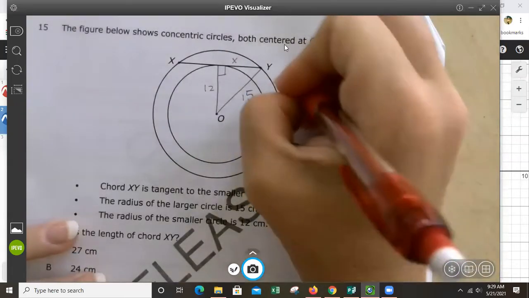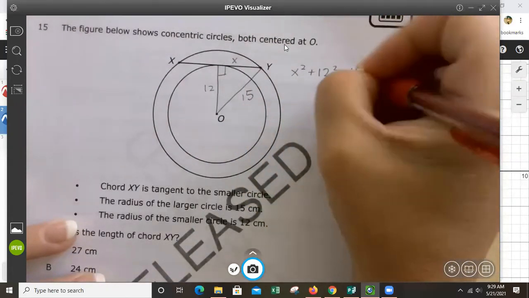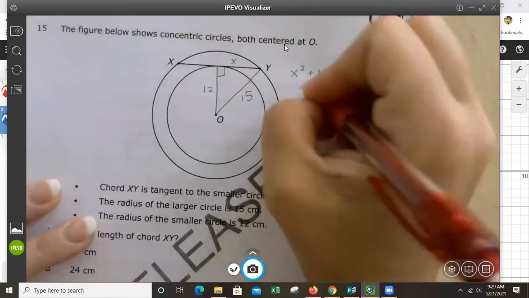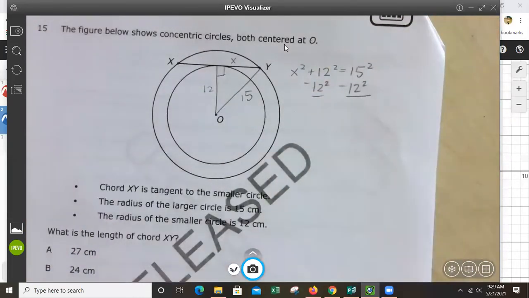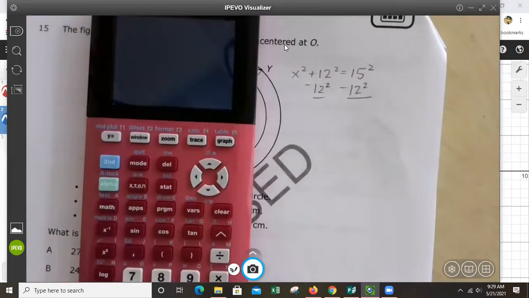So I'm going to set up Pythagorean theorem. X squared plus 12 squared equals 15 squared. And the only reason I do it this way is to remind you that the 15 is the longest side. Make sure it's on the correct side. And then don't try to do this in your head, because a lot of you, and I've seen it even in honors, will do 15 minus 12 and then try to square that. That's not how this works. Okay. We're going to use our calculator.